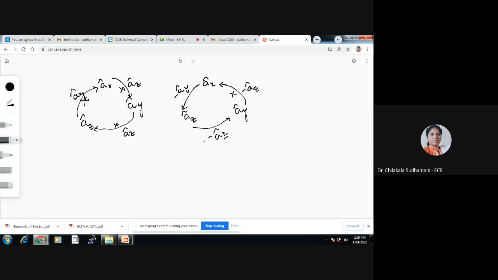This is the cross product representation, the circular representation of the cross product. Any doubts in this cross product and their properties? Clear, right? Okay.